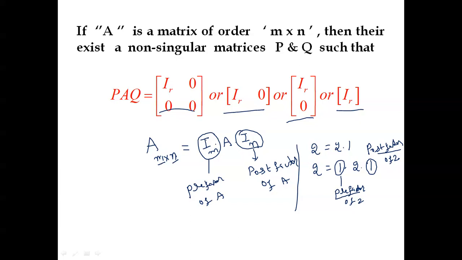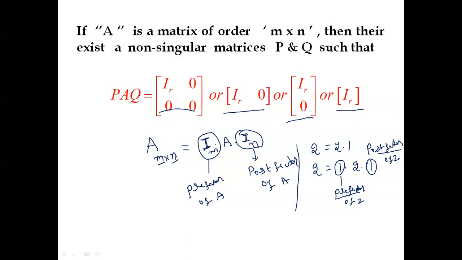Here Im means the identity matrix of order m, where m means the number of rows in the matrix A. In the same way, In is the identity matrix of order n, where n means the number of columns in A.